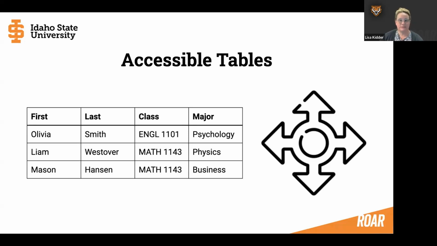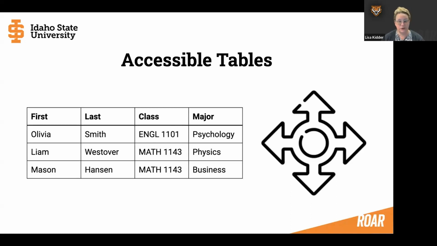So if I orient myself on the name Westover, if I go all the way up to the top, I can tell that that is a last name. I know that the cells just above me and just below me are also last names. If I move to the right or the left, that's my first name. So I can see that Liam is the first name that's associated with Westover. There's a relationship there. And that's what the table is presenting.